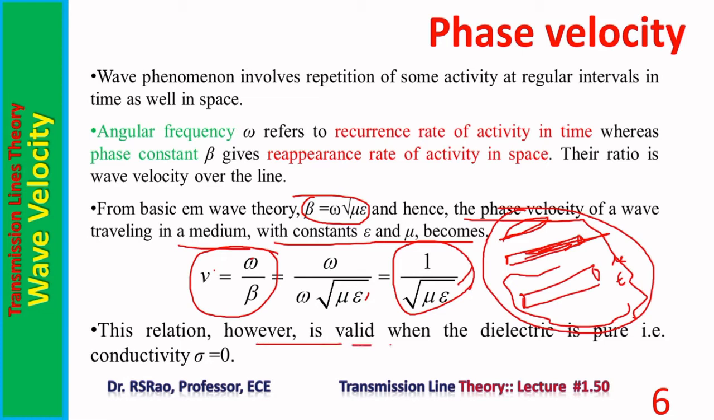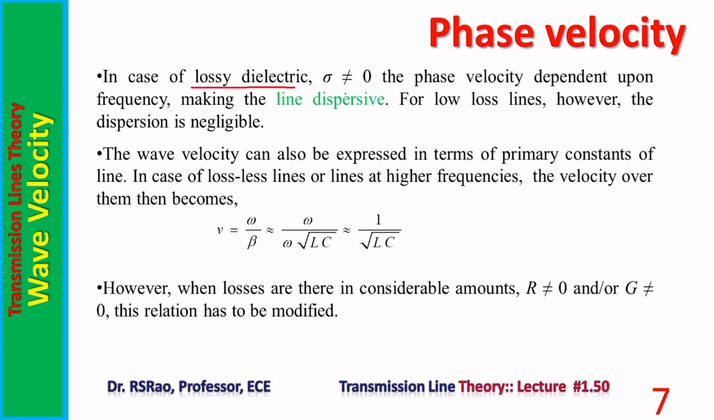This relation, however, is valid when the dielectric is pure, conductivity is 0. See, this is the medium in which the conductors are there. In fact, this relation beta equal to omega root mu epsilon holds good only when this is a perfect dielectric. Otherwise, no. In case of a lossy dielectric, that is sigma not equal to 0, the phase velocity is dependent upon frequency, making the line dispersive. For low loss lines, however, dispersion is negligible.